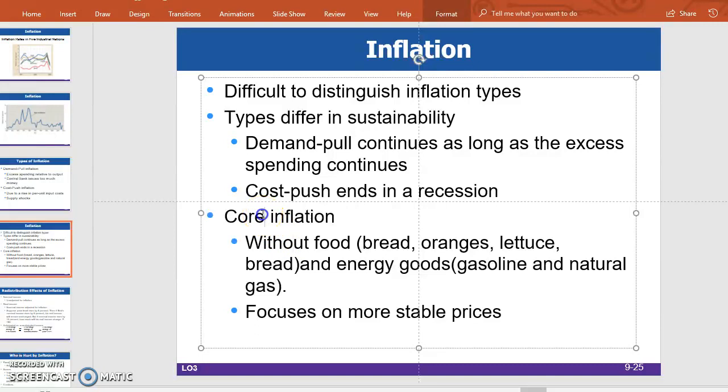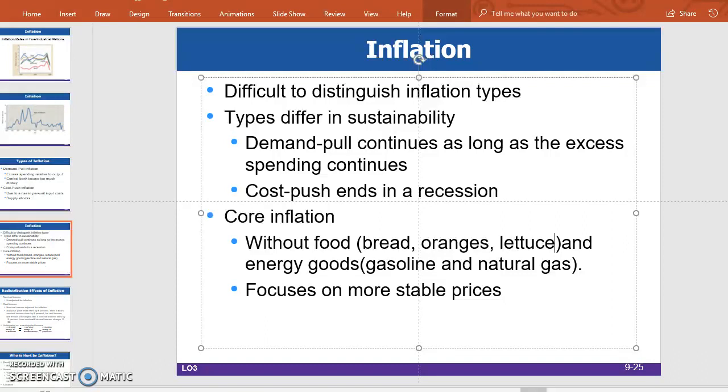Now, inflation for all goods and services is not similar, right? Some goods and services have higher inflation than other goods and services, like bread, oranges, lettuce. All of this is what? Food inflation. And energy goods, gasoline, natural gas. So food and energy goods like gasoline and natural gas have higher inflation compared to the other goods that are bought and sold in the economy.